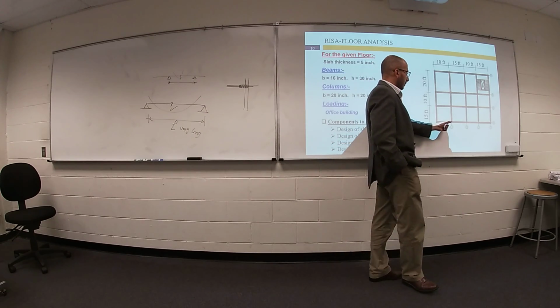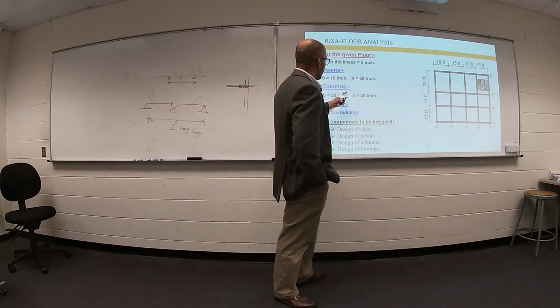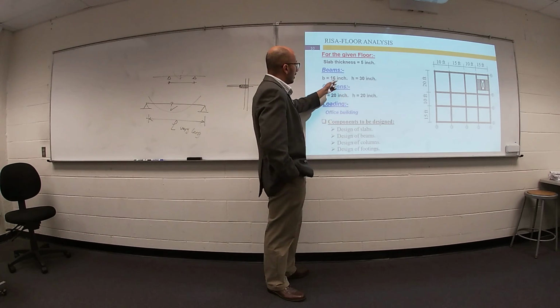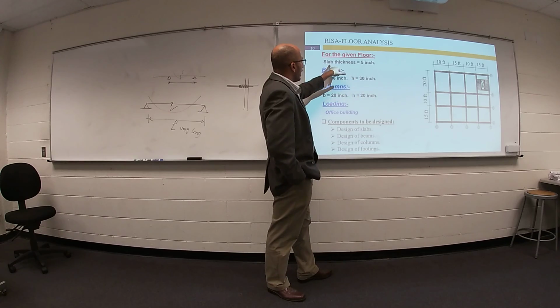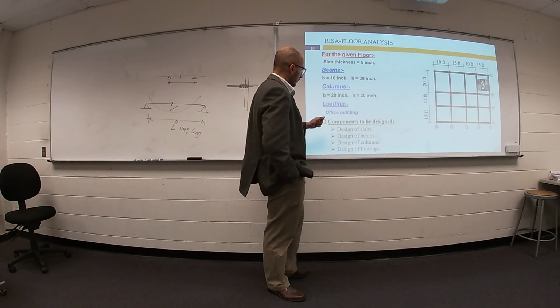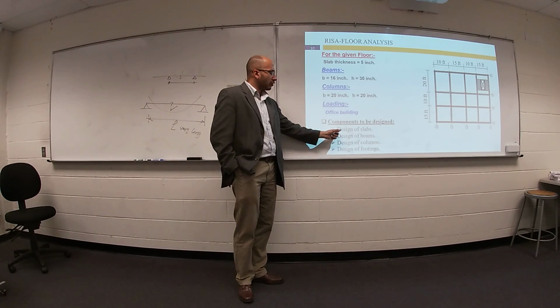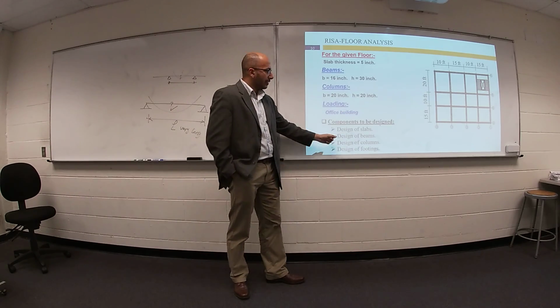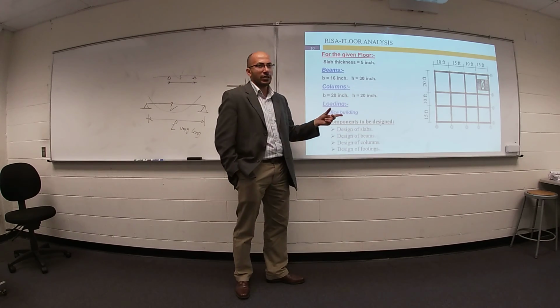Where is your column? We need to define columns. We need to define beams. Your column is 20 times 20. I will assume it. Your beams 16B times 30. Slab thickness 5 inch. Your building is an office building for live load. And I would like to design slabs, design beams, design columns, design footing.